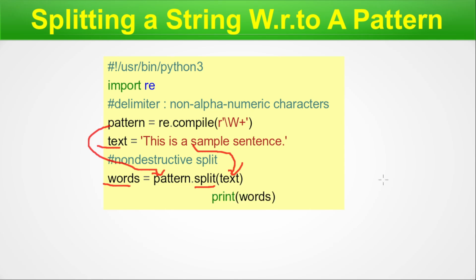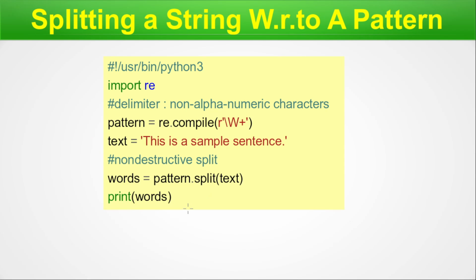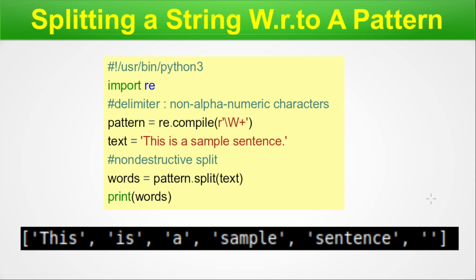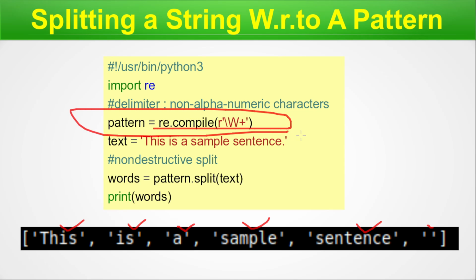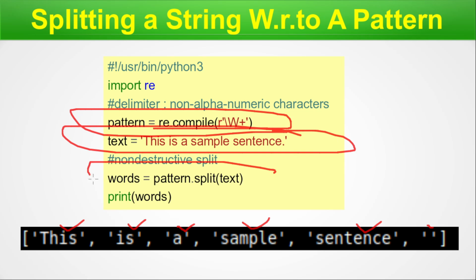Once we are done with this, next we will print the words. This will be a list or array, whatever you understand. Once we run this entire code, what will come as the output? There will be different things like this, is, a, sample, sentence, and there is a space character also. Here we have compiled the delimiter, and here is our target text, and we have done the non-destructive splitting, and as a result we are getting this list or array, whose elements are comma separated, and you can see it.